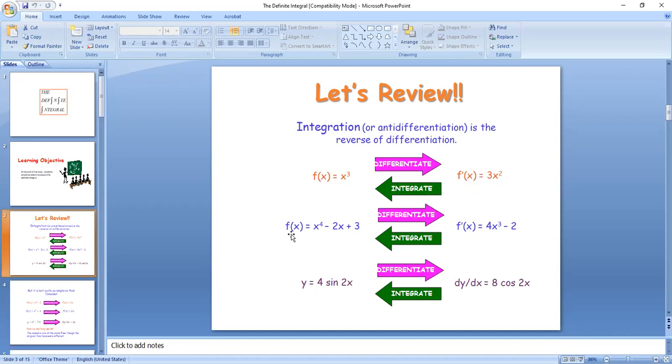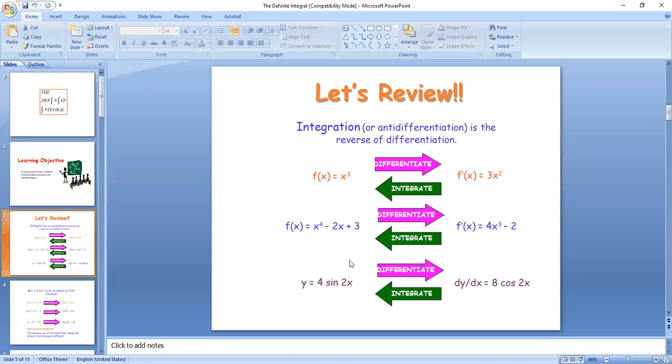The same principle applies to the next two functions. So you have here f of x equal to x to the fourth minus 2x plus 3, which when differentiated yields f prime of x equal to 4x cubed minus 2. You use the power rule here, and you simply took the constant minus 2 because you only have x as the variable. Again, if you integrate this using the power rule for the 4x cubed and the minus 2, it will go back to this one.